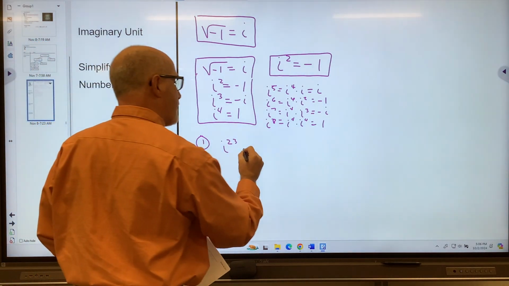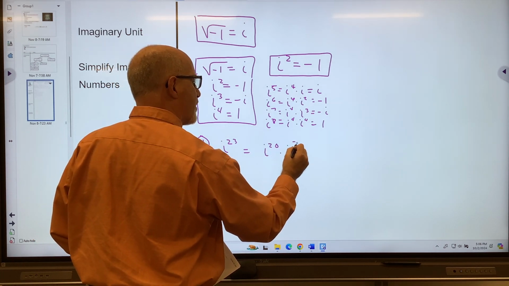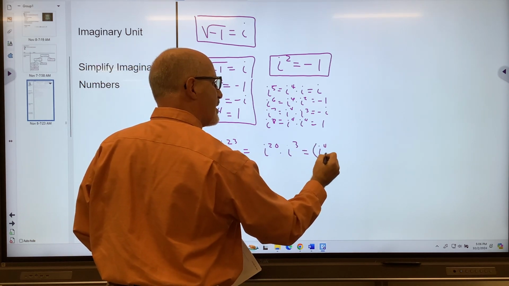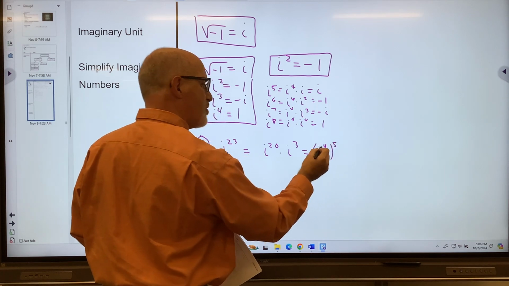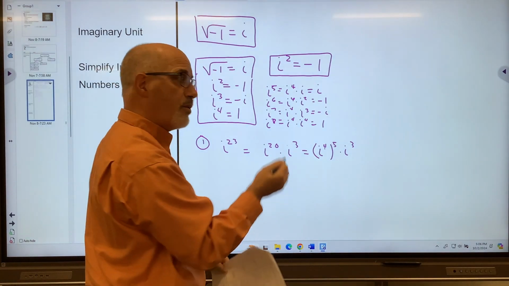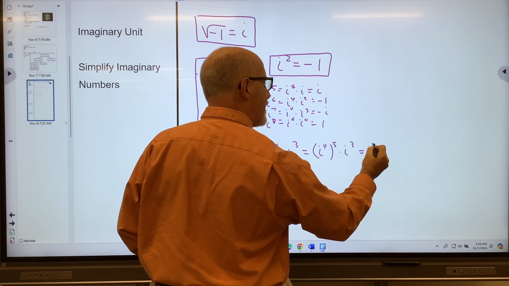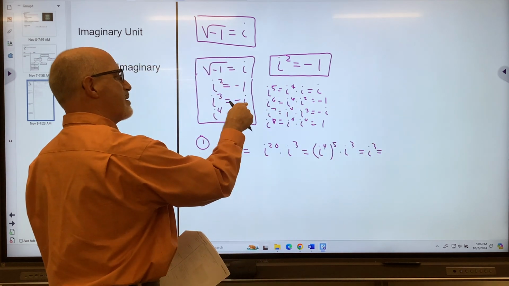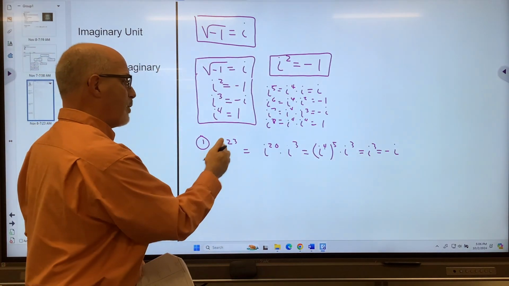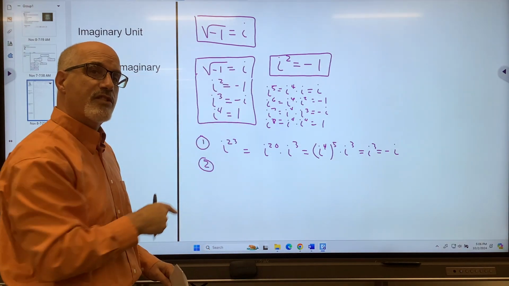Well, think of it this way. If I have i to the 20th power times i to the third, i to the 20th power is the same thing as i to the fourth to the fifth power, just separating it out, times i to the third. What is i to the fourth equal to? It's equal to 1. 1 to the fifth power is just equal to 1. This is the same thing as i to the third, which we can simplify down to the opposite of i. So whenever you have i to a power, you should be able to come up with one of these four answers.